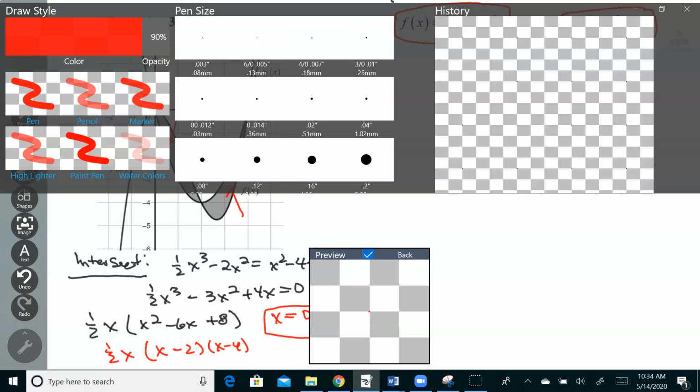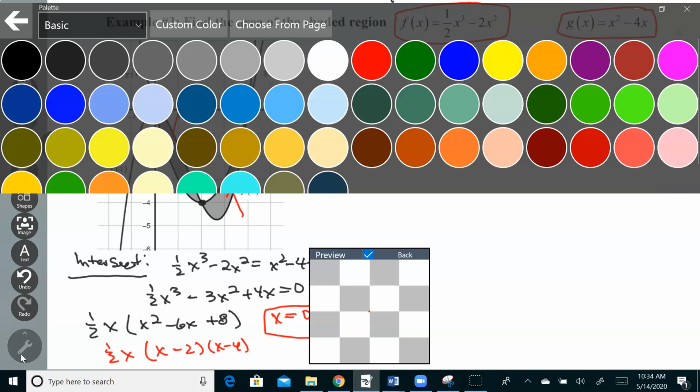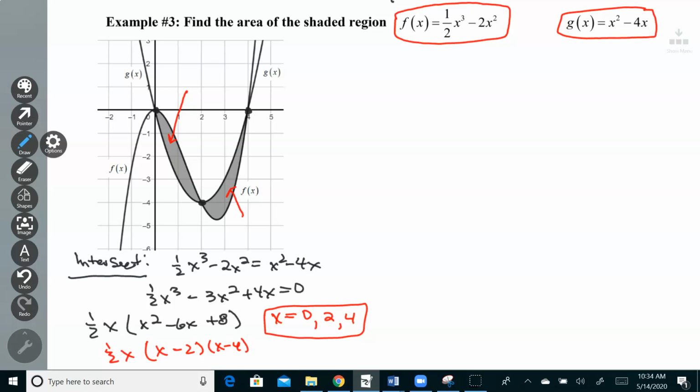So you can see right here at 0, 2, and 4, they're intersecting. So what does that mean? I'm going to be setting up two different integrals. I'm going to set up one integral going from 0 to 2, and when I do this integral, the top curve is the f, and the bottom curve, or the lower curve, is the g. And then for the second integral that goes from 2 to 4, this time the top curve is g minus the lower curve of f.